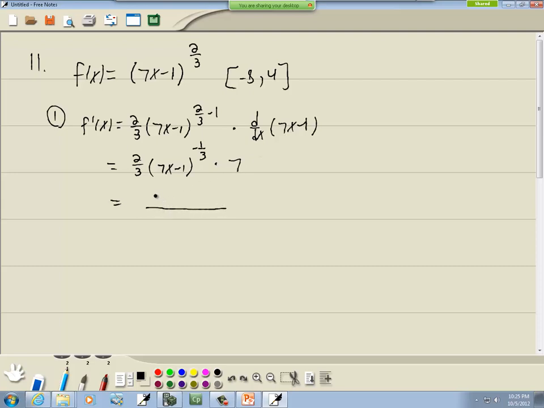Okay, so up on top we're going to have a 2, and the 7 goes up there, 3 goes down here. Now this negative exponent we're going to take down to the denominator. So this becomes 7x minus 1 to the positive 1/3. So we get 14 over 3 times 7x minus 1 to the positive 1/3.